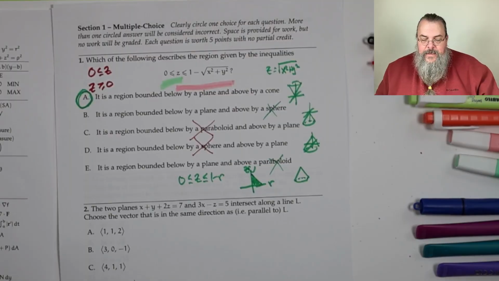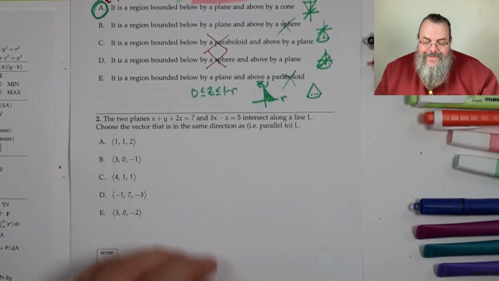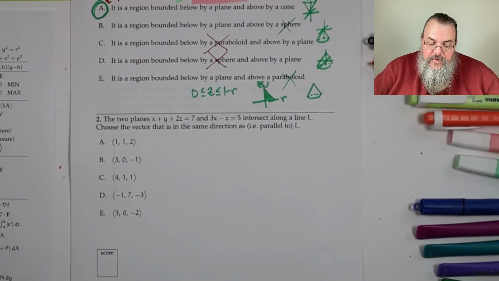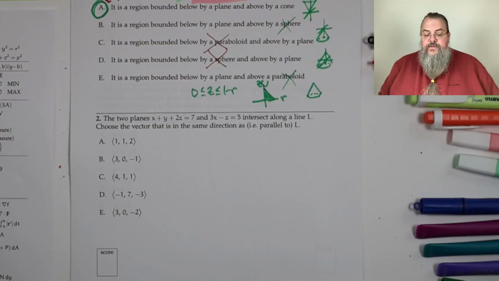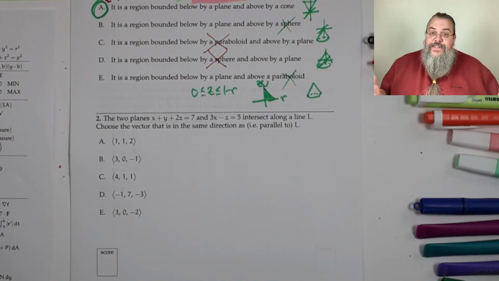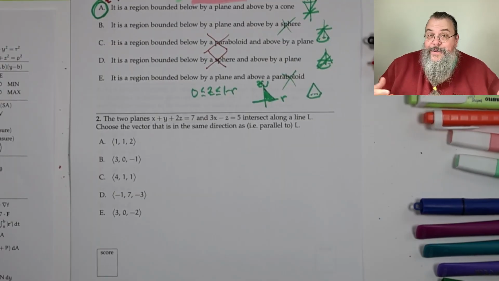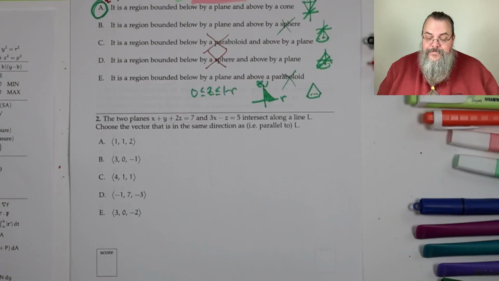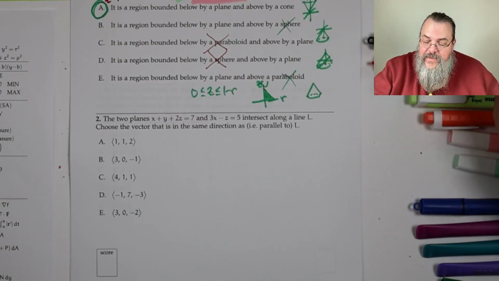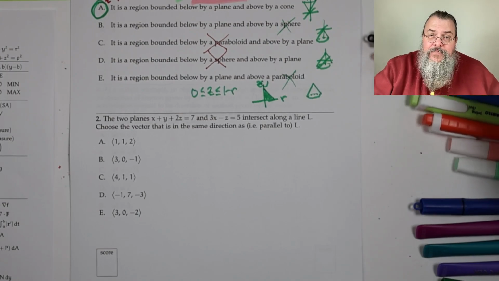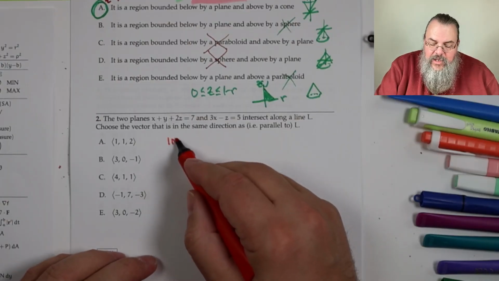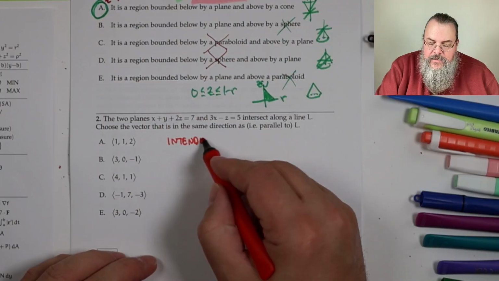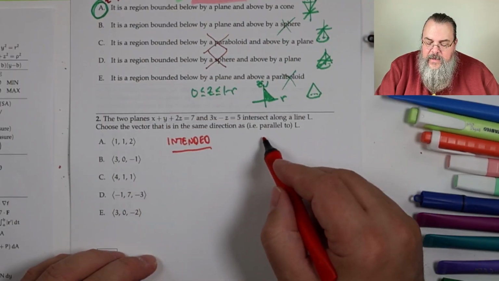All right, number 2. The 2 planes, x plus y plus 2z equals 7 and 3x minus z equals 5, intersect along a line L. Choose the vector that is in the same direction as, i.e., parallel to, L. In essence, they're asking us, what's the direction vector of the line? Now, let's talk about this problem. Let's talk about the intended way that they want you to solve it, and let's talk about a faster way.